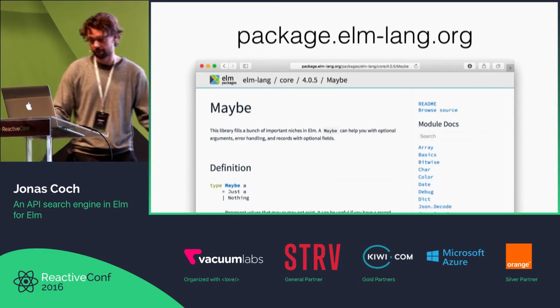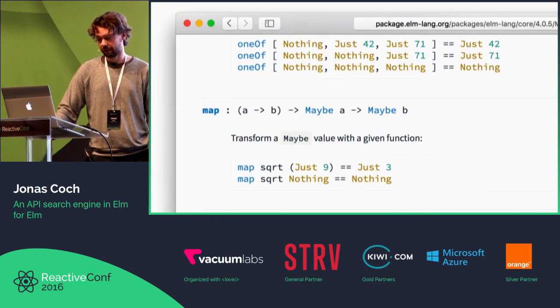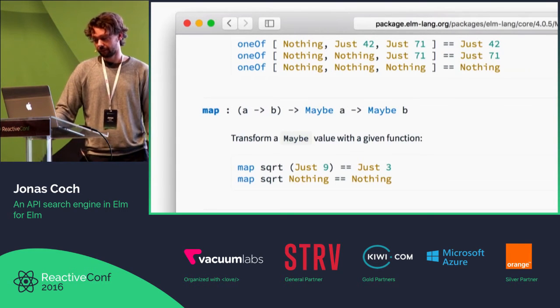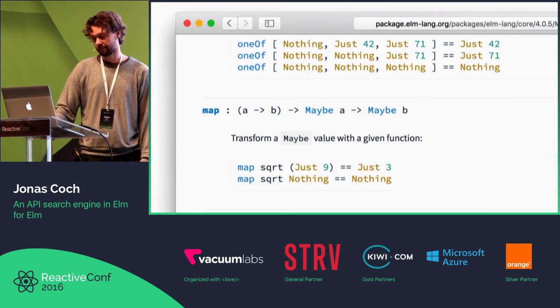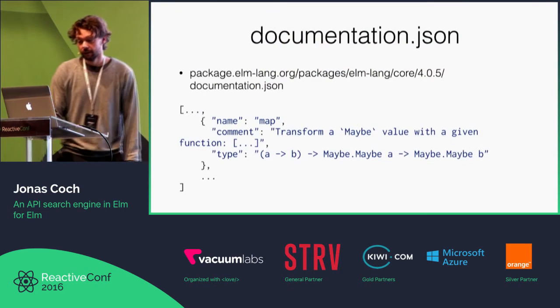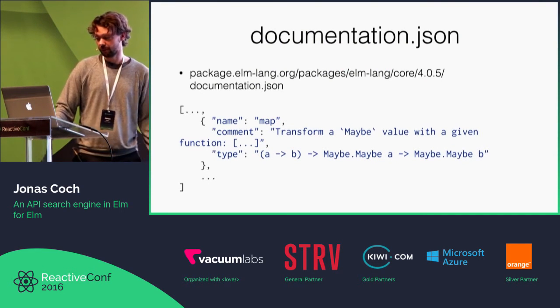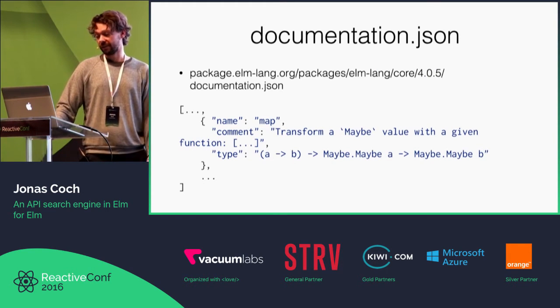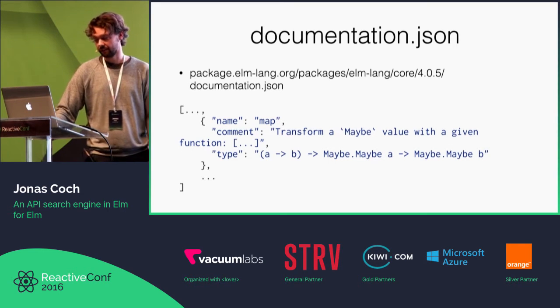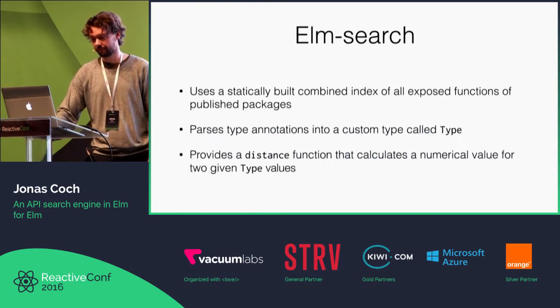Those look like this for the Maybe module from the example, and specifically like this for the map function. The type annotation there contains links to the contained types, and the content of the documentation comments gets transformed from Markdown into HTML. The documentation JSON contains a list of all exposed types and values grouped by module. The name, type annotation, and documentation comments of exposed functions are directly accessible as fields on an object. And this JSON is publicly available for each version of published packages.